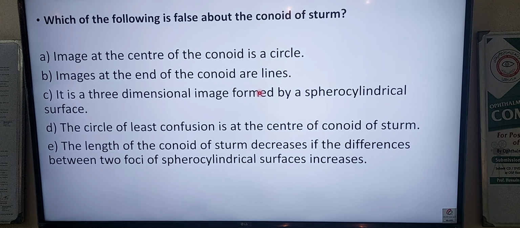Which of the following is false about the conoidal term? Image is at the center of the conoid circle. Image is at the end of the conoidal lines. It is a three-dimensional image formed by a spherocylindrical surface. The circle of least confusion is at the center of the conoid of Sturm. The length of the conoid of Sturm decreases if the difference between two foci of the spherocylindrical surface increases.